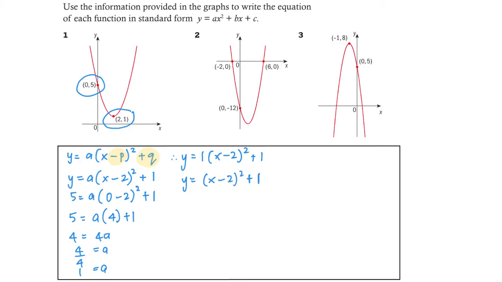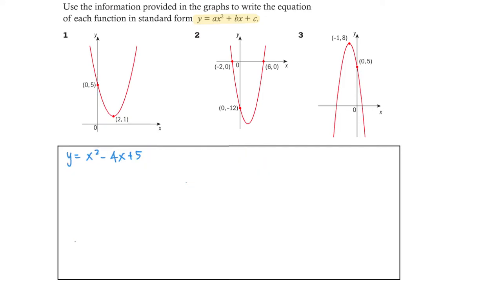So this is in vertex form, but the question wants us to find it in this form, ax squared plus bx plus c. So we're going to expand them. So this will be x squared minus 2ab, remember? So that will be minus 4x and plus 4 and plus 1. When we simplify them, we get y equals x squared minus 4x plus 5. Okay, so next we are going to solve question number 2.